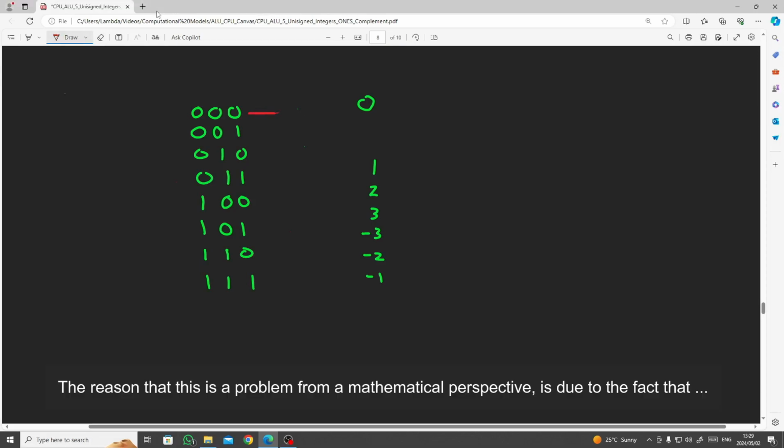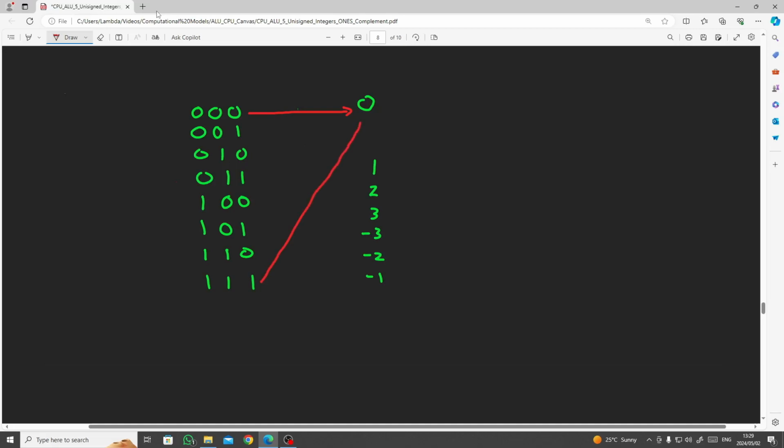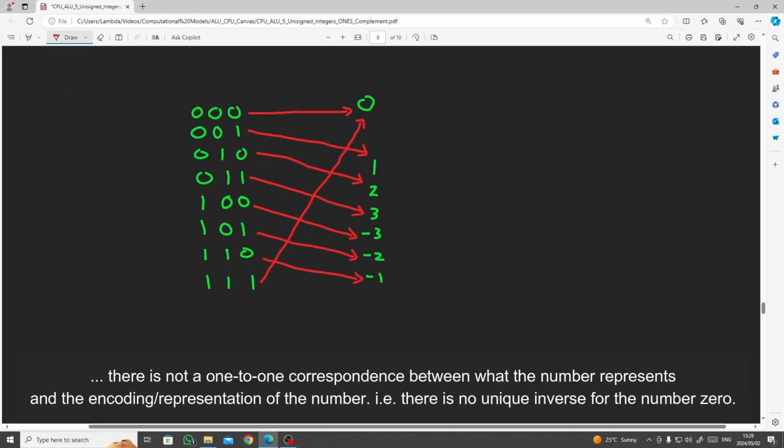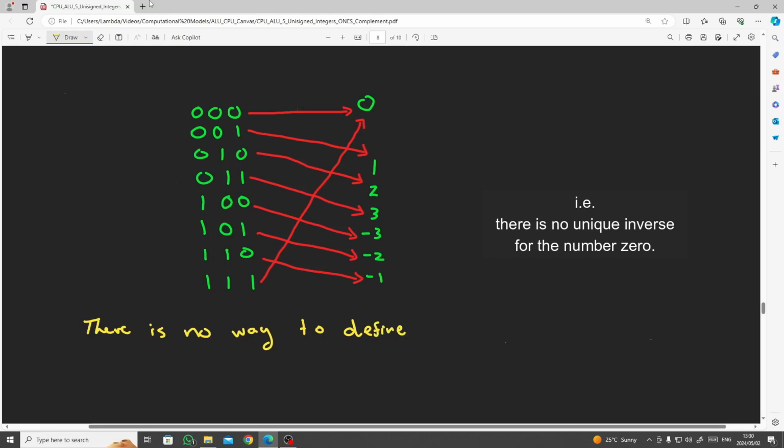The reason that this is a problem from a mathematical perspective is due to the fact that there is not a one-to-one correspondence between what the number represents and the encoding or representation of the number. In other words, there is no unique inverse for the number 0.